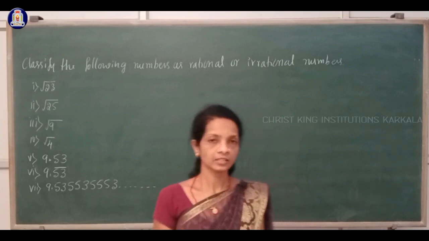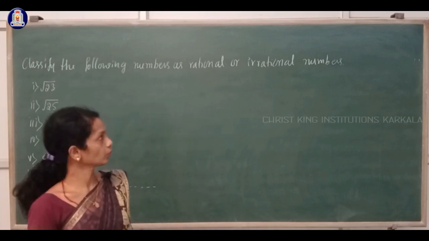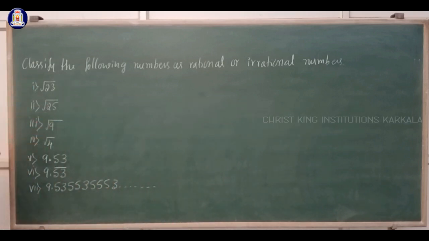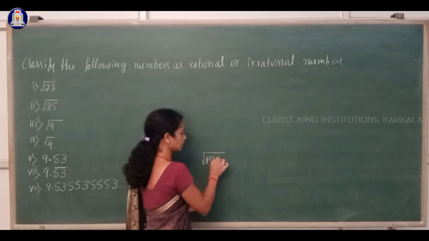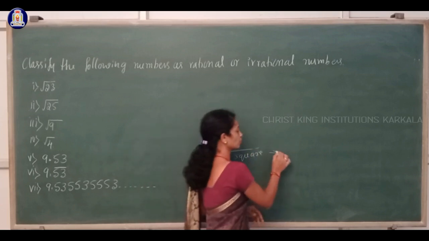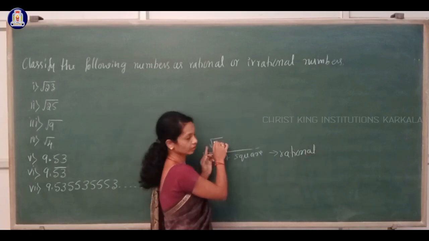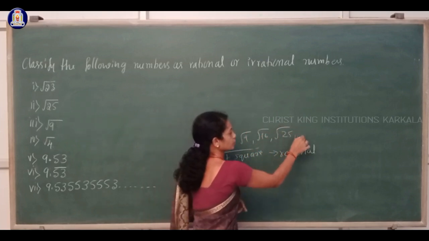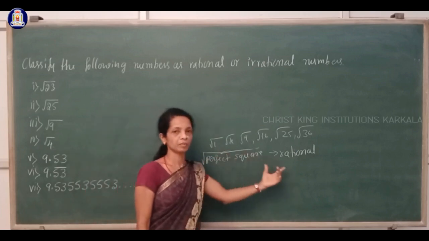Okay, next: classify the following numbers as rational or irrational numbers. You will be given some numbers, and you have to identify them as rational or irrational. Suppose you are given numbers in square root form, then you have to keep this in your mind. If a perfect square number is inside the square root, then that is always a rational number. For example, the square root of 1, square root of 4, square root of 9, square root of 16, square root of 25, square root of 36, like that. If perfect square numbers are inside the square root, then that number is always rational.